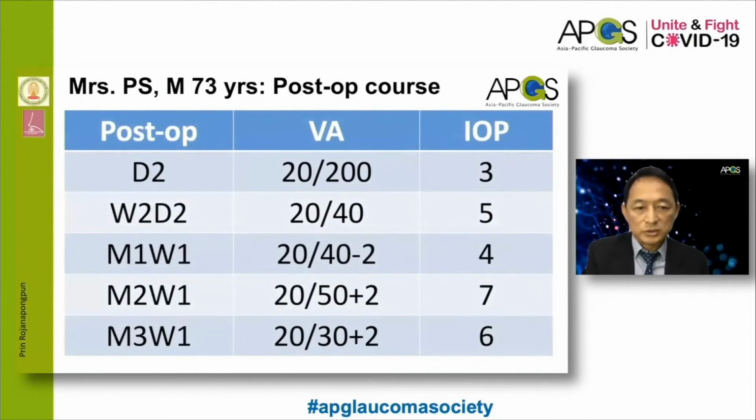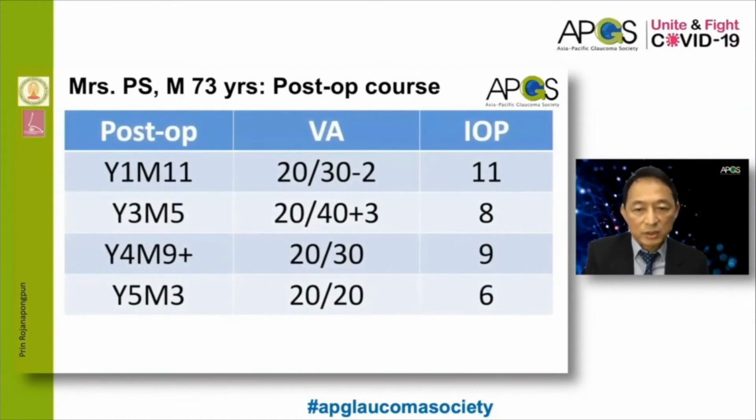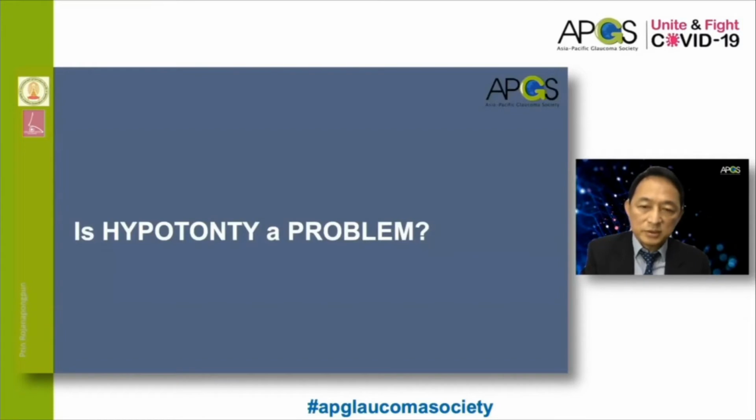In day 2, week 2, and 5 weeks, you see pressure of 3, 5, 4, and then just at about month 1, that pressure is fluctuating in the low range of 7 and 6. And when we follow this patient for a longer term, then we see that we can maintain the vision and also the pressure at a low level. But this patient went through hypotony. So is hypotony a problem?